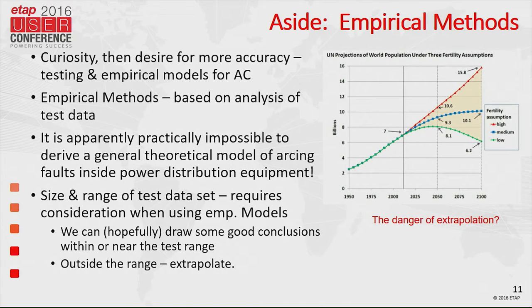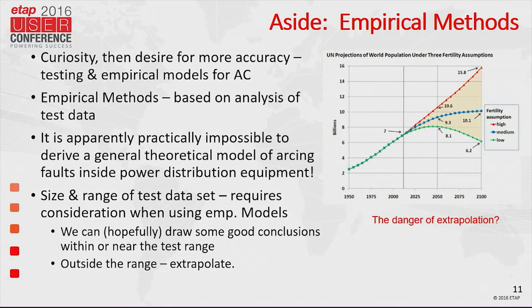I'm going to kind of gloss over this stuff here in the interest of time, but just a quick aside, remember all this stuff we're talking about, they are empirical models. Empirical models as such, they're based on testing done over a certain range of parameters. Always important to keep those parameters in mind. What happens when we start going outside the range of the testing?